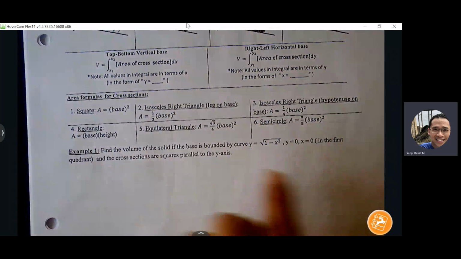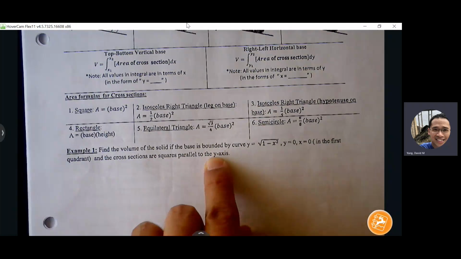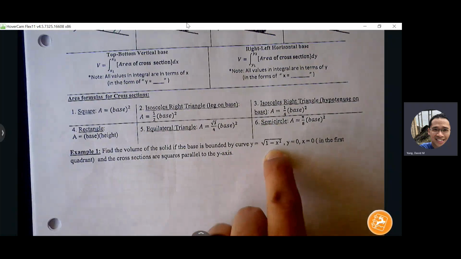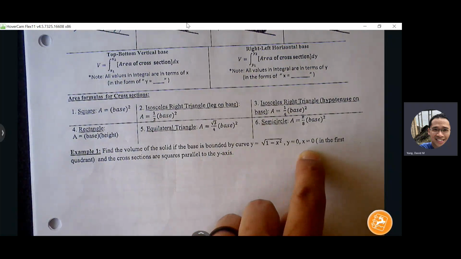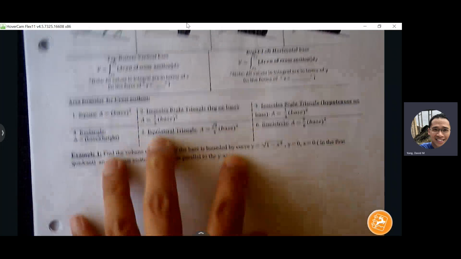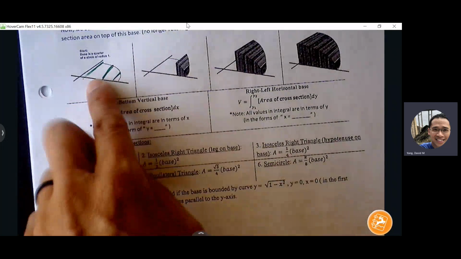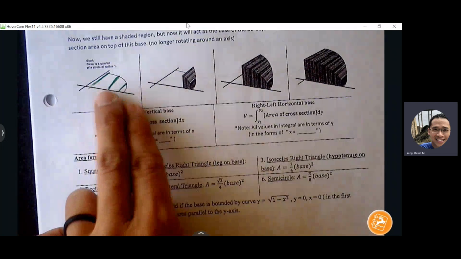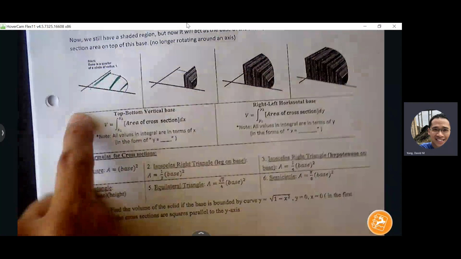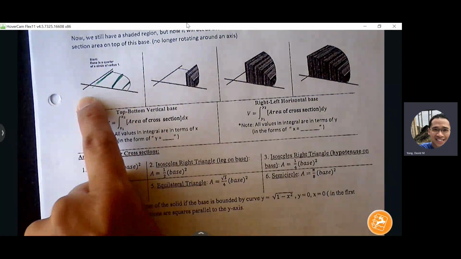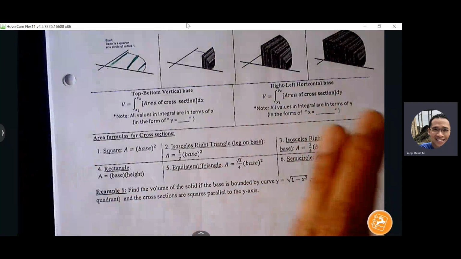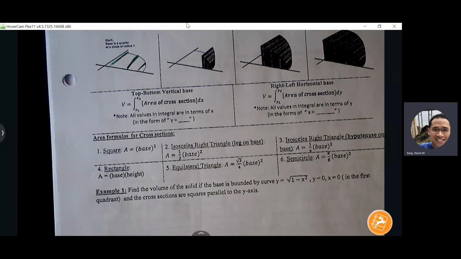All right, so example 1, find the volume of the solid of the base bounded by the curve square root of 1 minus x squared, y equals 0 and x equals 0 in the first quadrant. So basically, it's this shape, and we're going to be finding the volume of this object. Okay. But this is kind of drawn in a 3-dimensional way. We're going to draw it in a 2-dimensional way like we normally would. We're not going to have to draw the shape. We just have to build the base length.